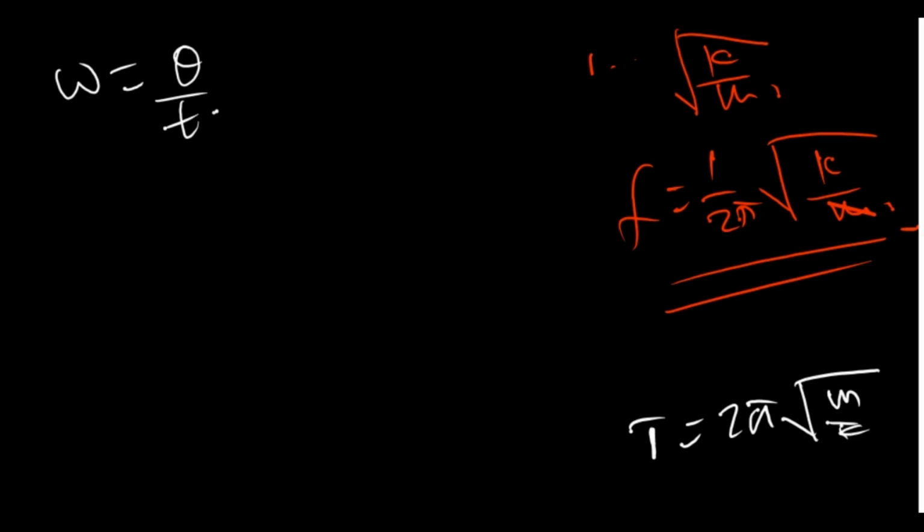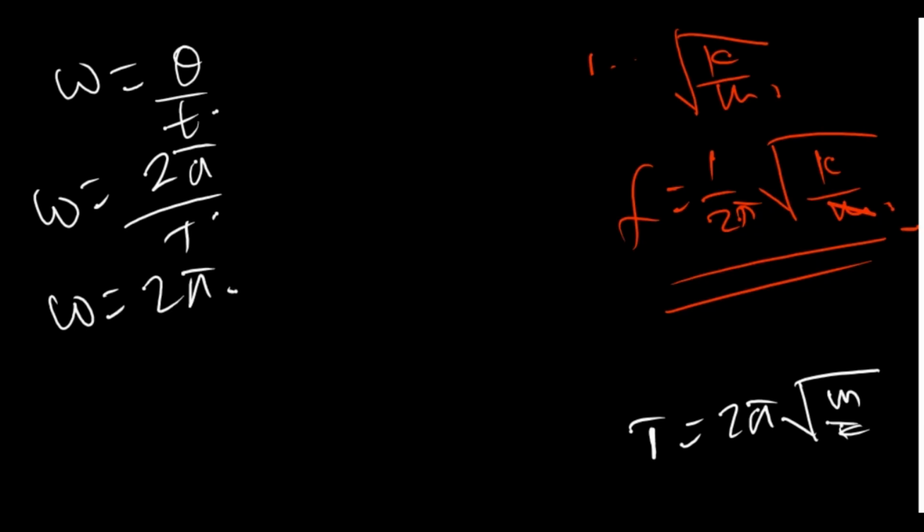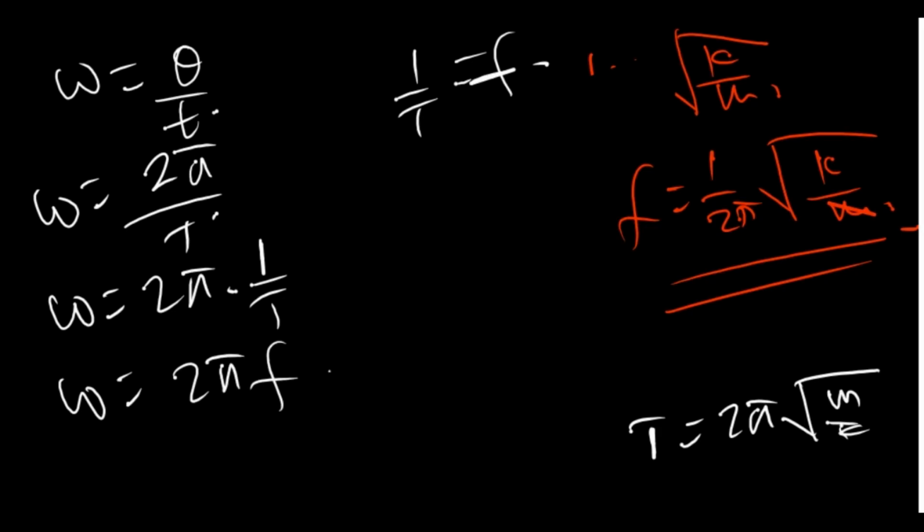Now this theta, when you move the whole circle, is basically 2 pi. So we put 2 pi where there is theta. So this is going to be given by 2 pi divided by the time, which here is just the period. So it's 2 pi times 1 over T, and we know that 1 over T is equal to frequency. So this is equal to 2 pi times frequency.